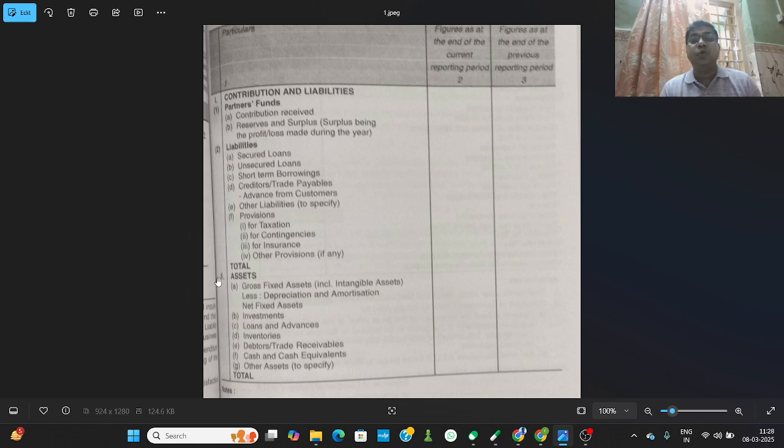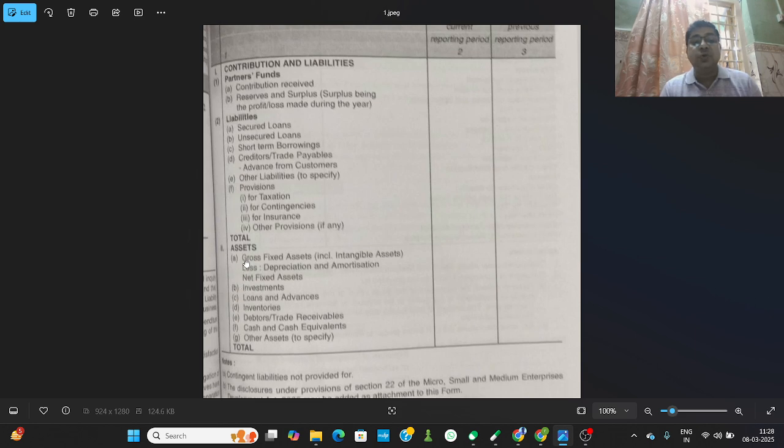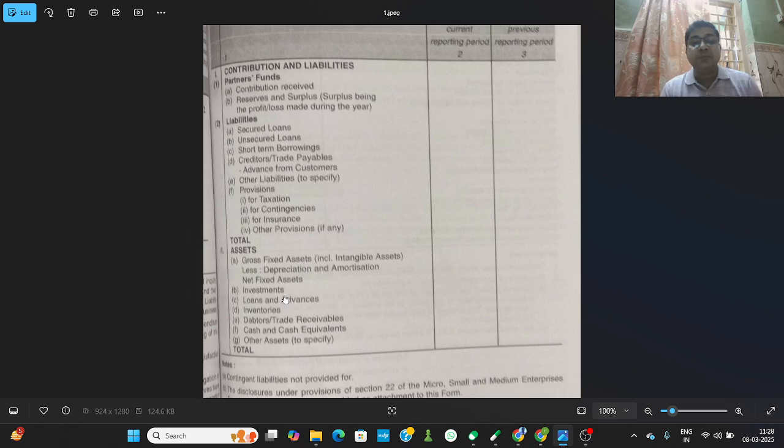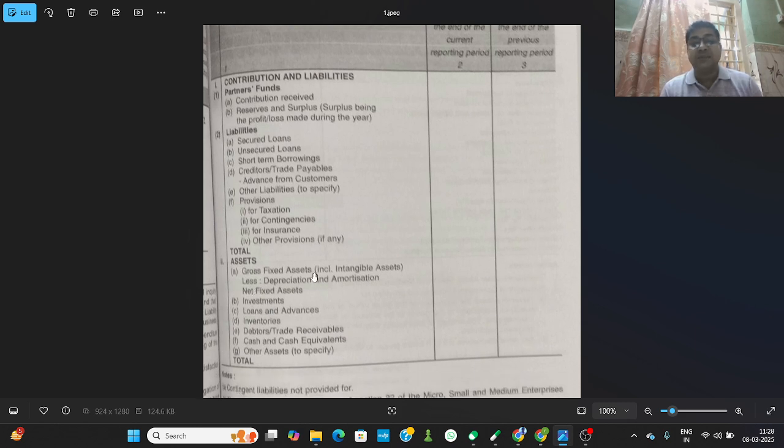After that, part 2 of the balance sheet belongs to assets. Assets include a total of 7 items: gross fixed assets, investments, loans and advances, inventories, debtors and trade receivables, cash and cash equivalents, and other current assets. Gross fixed assets include tangible assets and intangible assets. Both the assets we have to write, and we will deduct the depreciation and amortization from these assets. Then investments are there, long term and short term, which we have to record.